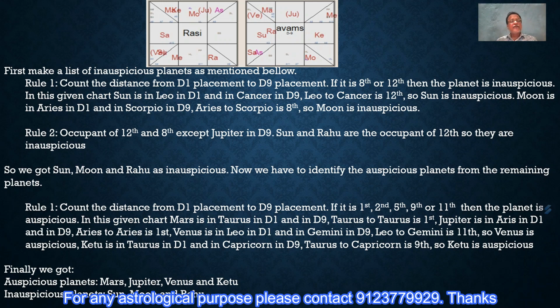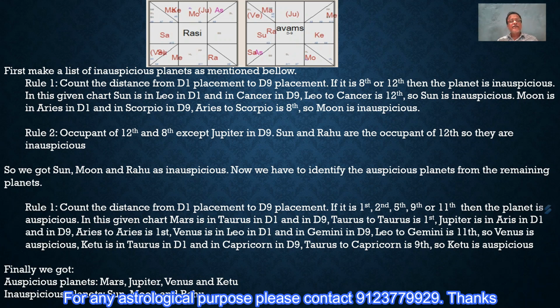At first, make a list of inauspicious planets as mentioned below, as I am telling you. Rule number 1. Count the distance from D1 placement to D9 placement. If the distance is 8th or 12th, then the planet is inauspicious.